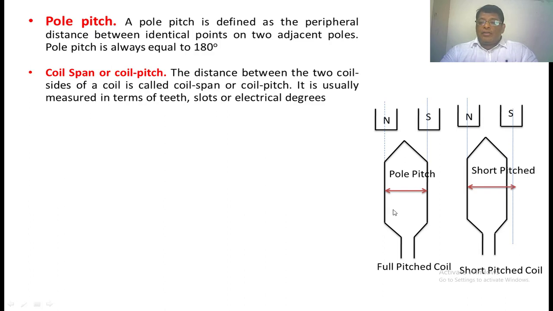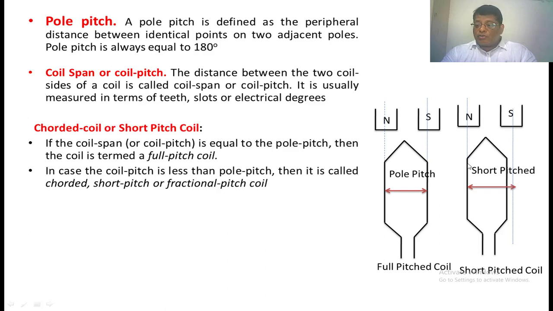Short pitched coil. If the coil span of the coil is not equal to the pole pitch, then it is a short pitch coil. This is the short pitch. See here, the other coil side is not placed exactly at the south pole. The voltage induced in this conductor and that conductor will be different. The resultant voltage we get from the coil will be less than in the full pitch case. But the advantage is that you can decrease the length of the overhang. That's why we generally go for the short pitched coil, also called the fractional pitched coil or chorded coil.